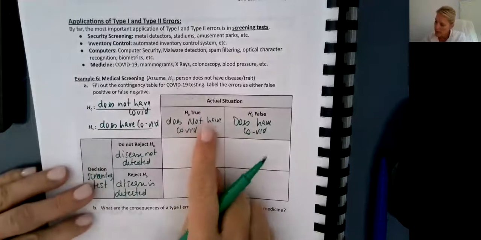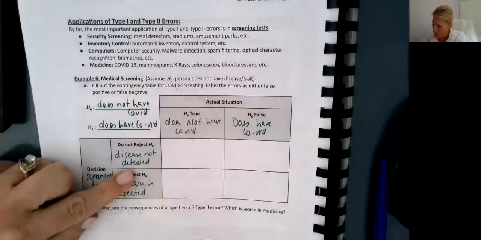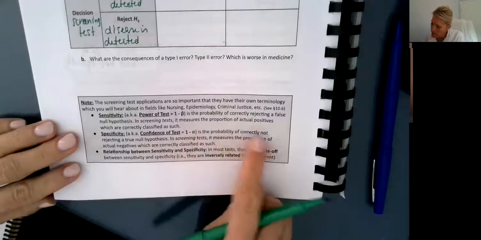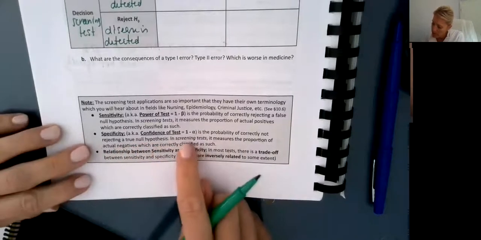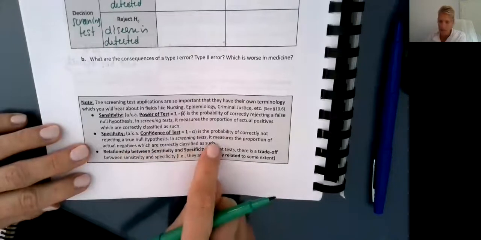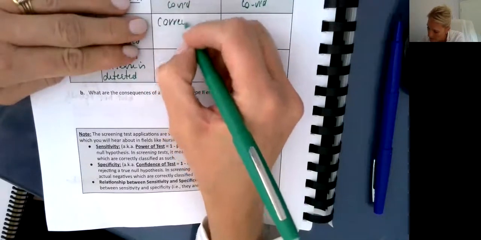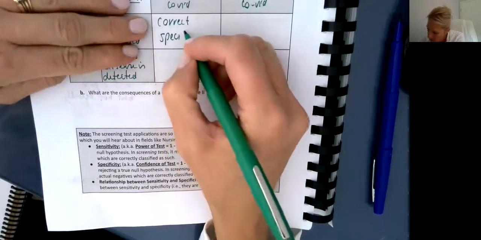So this is they do not actually have COVID and the disease is not detected. So this is what we're going to call down below specificity. It is the confidence of the test, 1 minus alpha. It's the probability of correctly not rejecting a true null hypothesis. In screening tests, it measures the proportion of actual negatives which are correctly classified as such. Okay, so this is the specificity. So this is a correct decision, right? And this is called specificity.